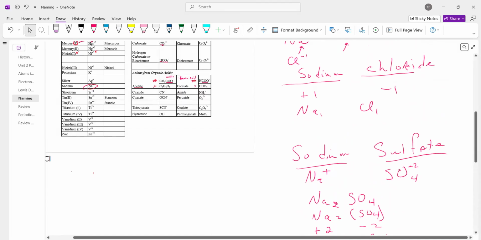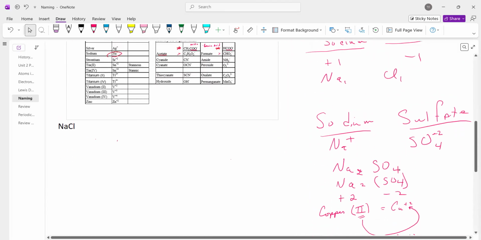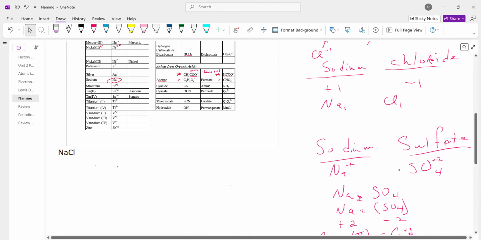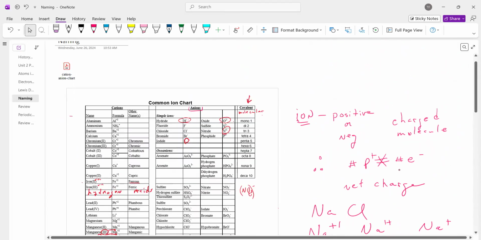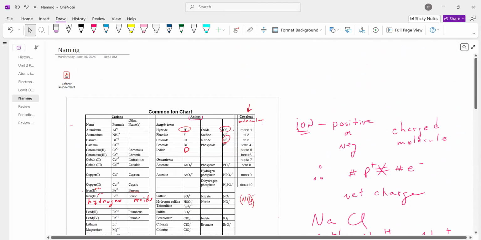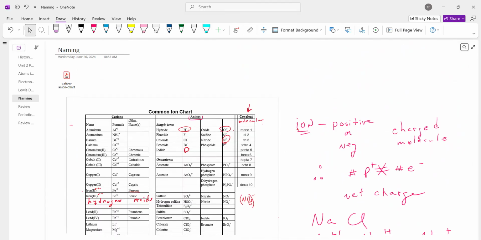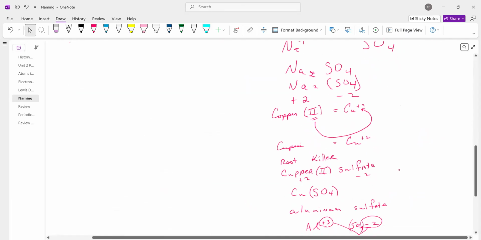Okay, so let's look now. The name of this chart is the common ion chart. What does the word common mean? Yeah, one you see all the time. Does that mean there are others? Yes, there are others that are not on this list that are fine legally. In your lab, you're going to find some ions that are not on this list. So how do you deal with it? I'm going to show you an example of that before we go on to molecular.